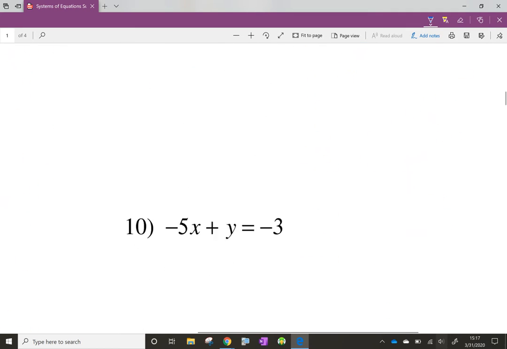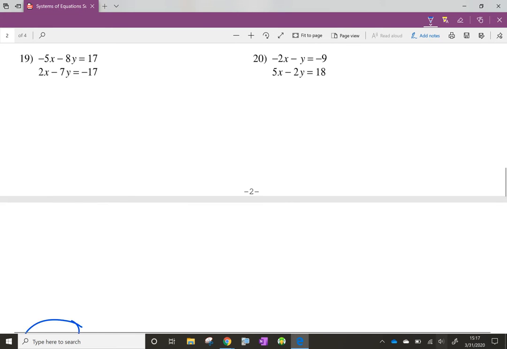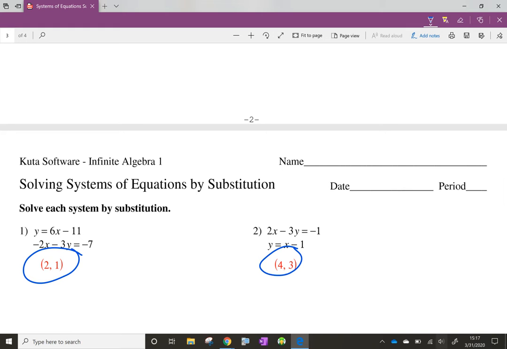So if I scroll down again, I'll see the answer there. Let me zoom out, make it a little faster. Right? 4, 3 was the answer to that problem.